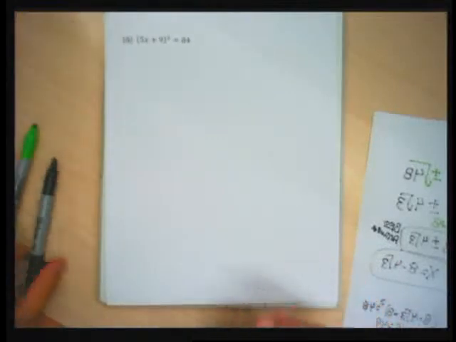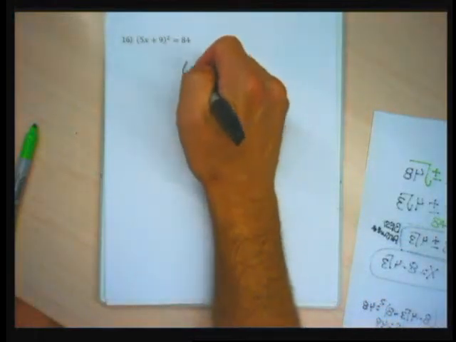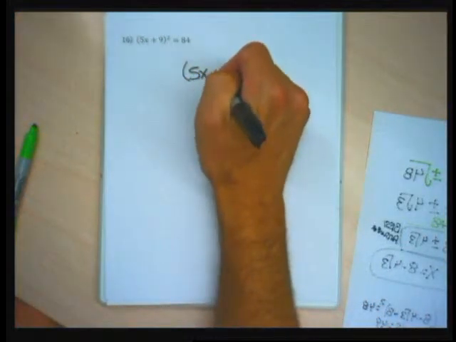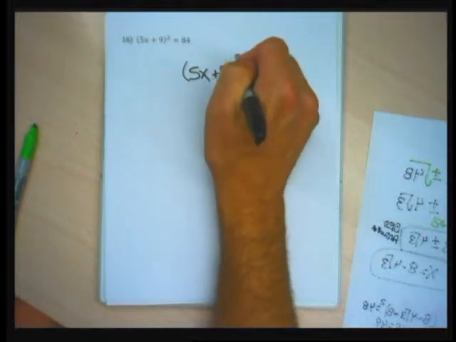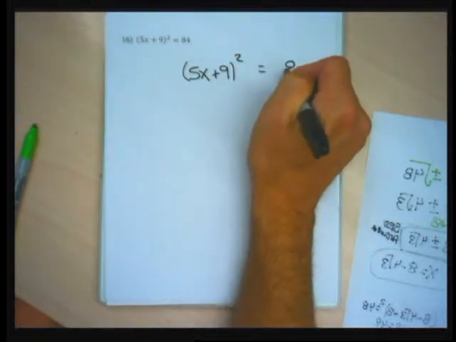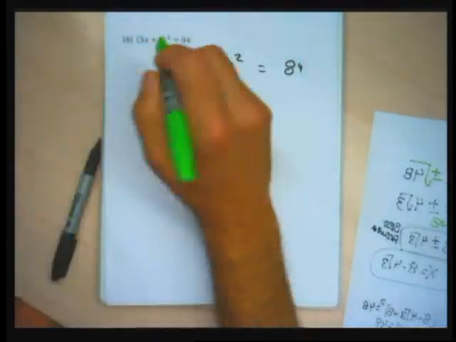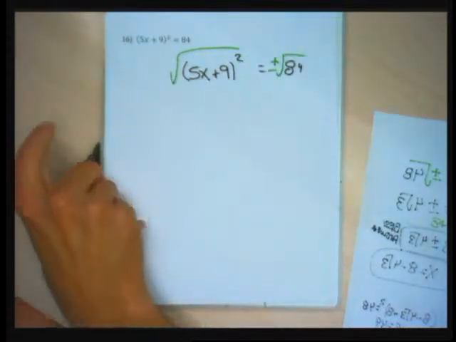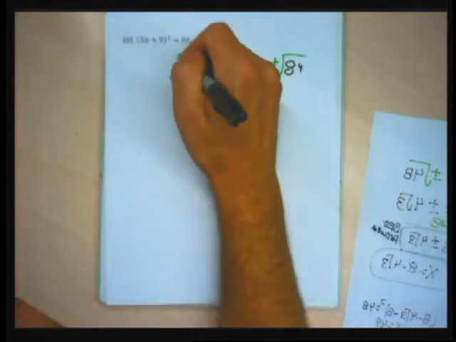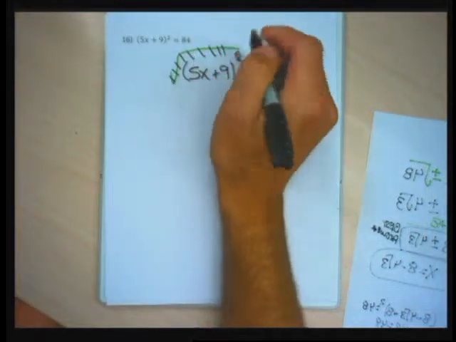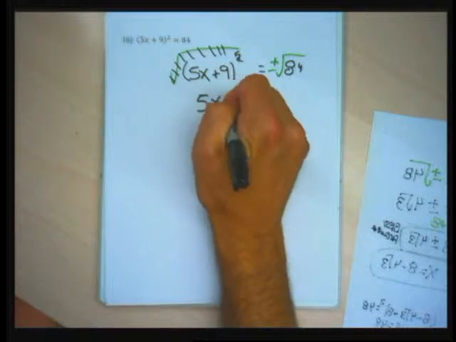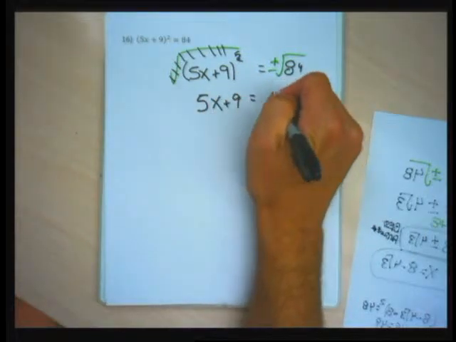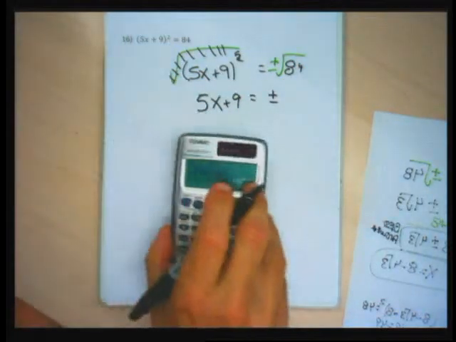16's not going to be pleasant. I'm going to get a nasty square root in my answer. This is going to be a monster to check, but I'm going to do it anyway. So I'm going to square root, plus or minus square root. The left side is easy because square rooting cancels out the square, so I don't need the parentheses anymore. On the right side, I have the plus or minus symbol.